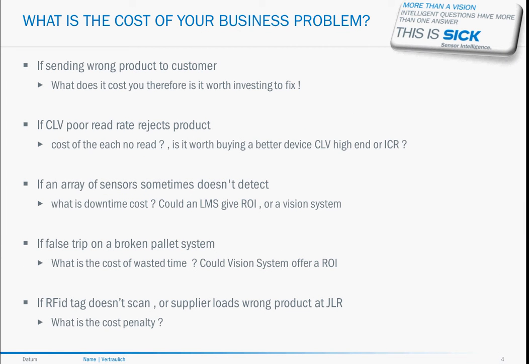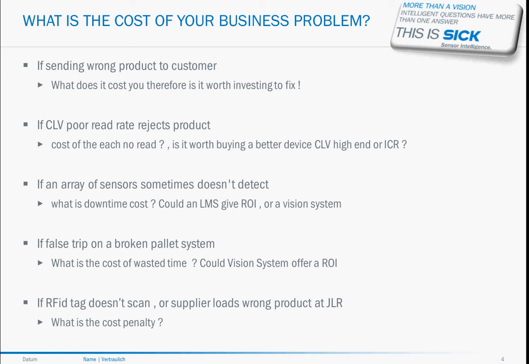One of the most important criteria to consider when looking at an application is to identify the cost of your customer's business problem. And it might be sending the wrong product to the customer, and therefore what the cost is to the customer to fix it. Or it could be a poor read rate from a CRV. We can identify the cost of the no read and see whether it's worth buying a better CRV or an ICR device, a vision system.